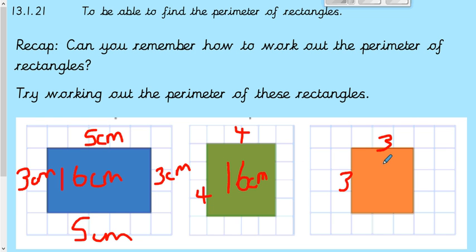So these aren't actually rectangles. So that shouldn't say rectangles. I've just noticed that, so I do apologise. We all make mistakes, as you know. These two are squares. That's a rectangle.